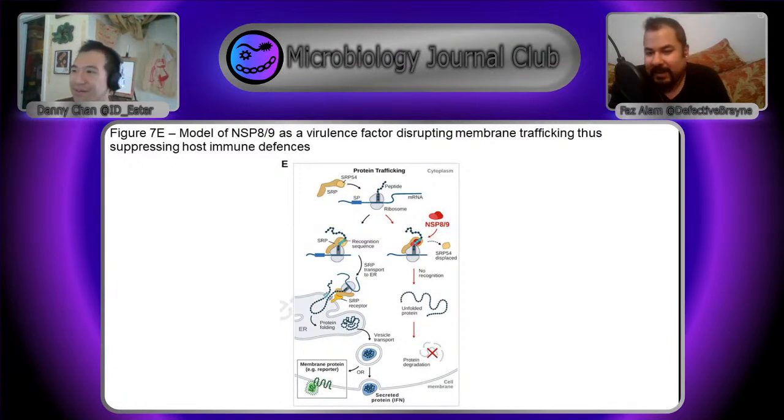On one side, that's how it's normal, and on the other side, what happens when NSP8 and NSP9 interfere. Normally you have those four components coming together during translation to make sure proteins get to the right spot. But again, just the binding of very specific regions, where all those things come together, displaces the SRP, and those proteins get degraded.